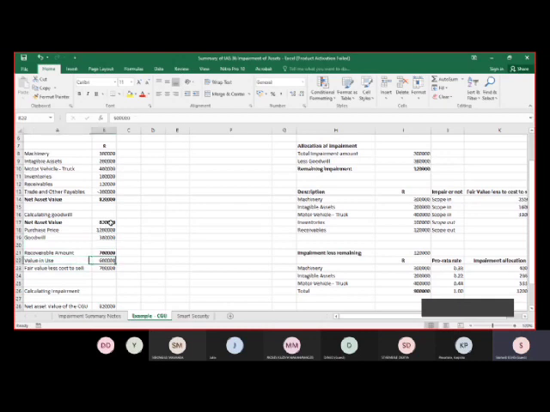I've also given you the recoverable amount of this cash generating unit, which is the higher of the value in use of 600,000 and the fair value less cost to sell, or cost of disposal, right? So the higher is there. So this is my recoverable amount. So now I must impair.